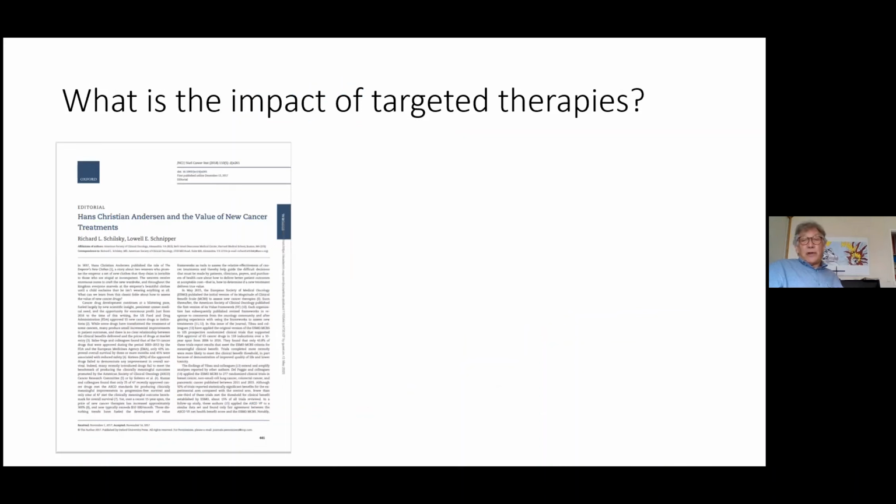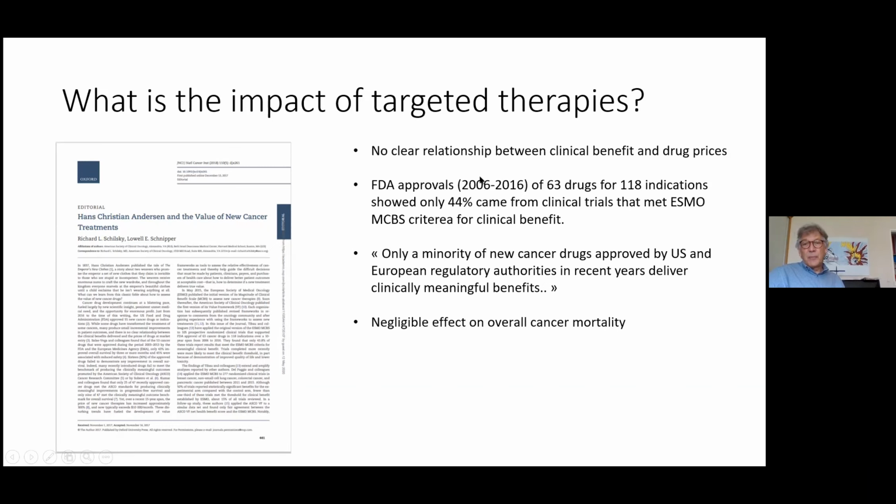So what's the impact of all these targeted therapies? Well, I really like this article. It's entitled Hans Christian Andersen, you know, the guy who wrote all the fairy tales, and the value of new cancer treatments. And it reviews the literature of some very smart groups who've actually looked at the impact of paying huge amounts for these so-called wonder drugs. So the first thing that the literature has come to conclude is there's no clear relationship between benefit and drug prices. And we'll talk about drug prices in a minute, because these are extremely expensive drugs.